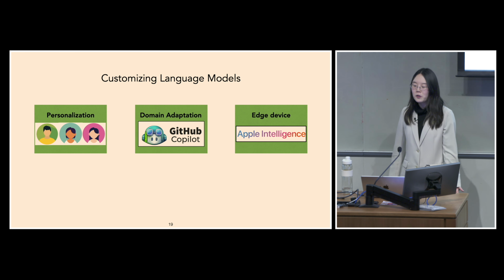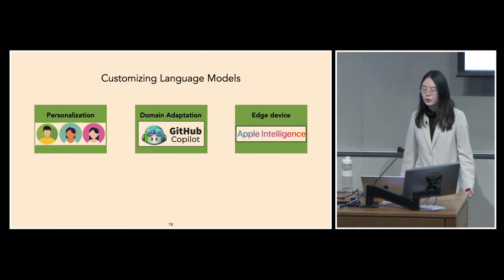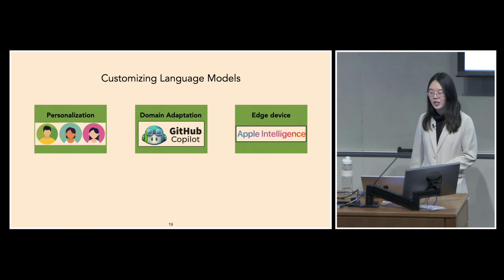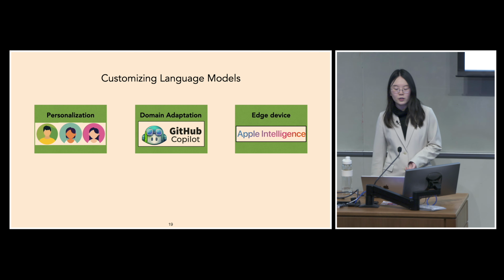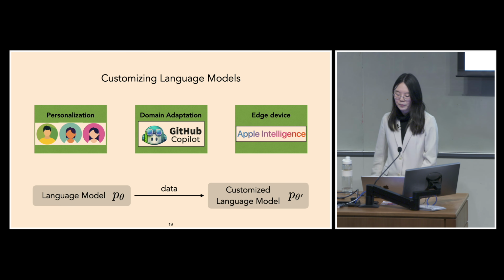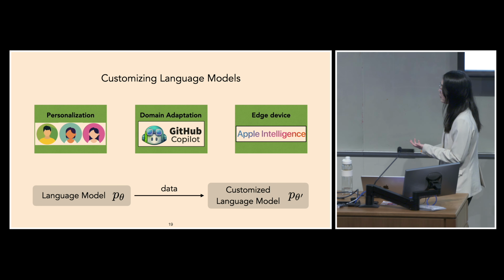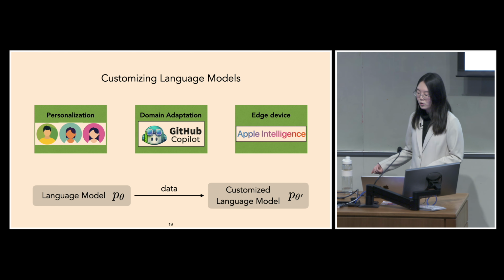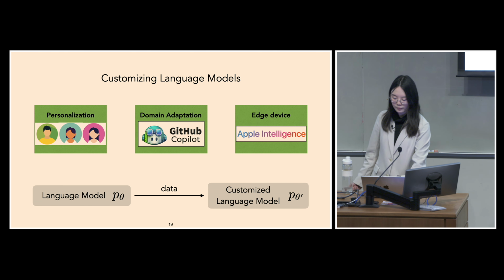As we said before, customizing language models is useful in various settings, including personalization, domain adaptation, and specializing smaller models to perform tasks on edge devices. Basically, when we are customizing a language model, we start from p theta, and we adjust the distribution according to the data to obtain p theta prime.